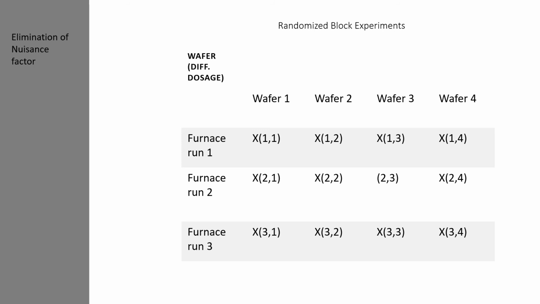Here, the engineers would use a randomized block design to eliminate the nuisance factor, which they know is the furnace run, since they know that each furnace run differs and heats differently than the last. The blocked way to run this experiment would be to put 4 wafers with different dosages in each of 3 furnace runs. The only randomization would be choosing which of the 3 wafers with dosage 1 would go into furnace run 1, and similarly for the wafers with dosages 2, 3, and 4.